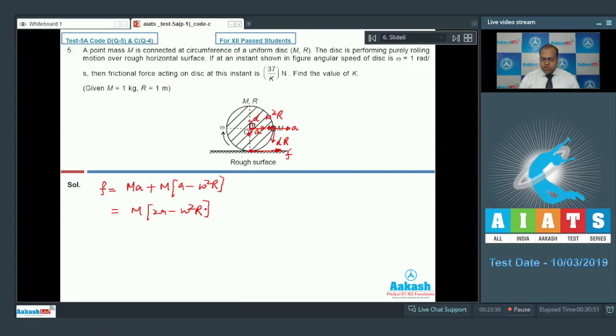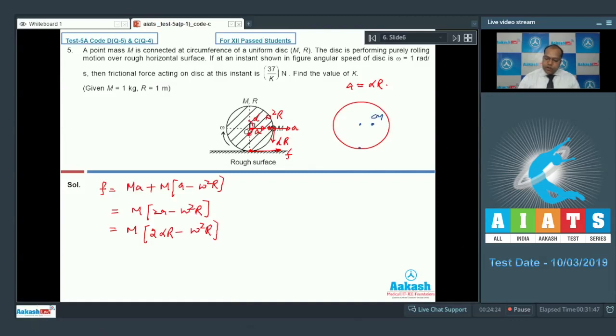Since the system is in the state of pure rolling, at this point we can write the condition of pure rolling. So a is equal to alpha into r. So we can say that this can be further written as 2 into alpha r minus omega square r. Now we have to find out the value of alpha. In order to write the value of alpha, let this be an arrangement, and the center of mass of this arrangement is somewhere here.